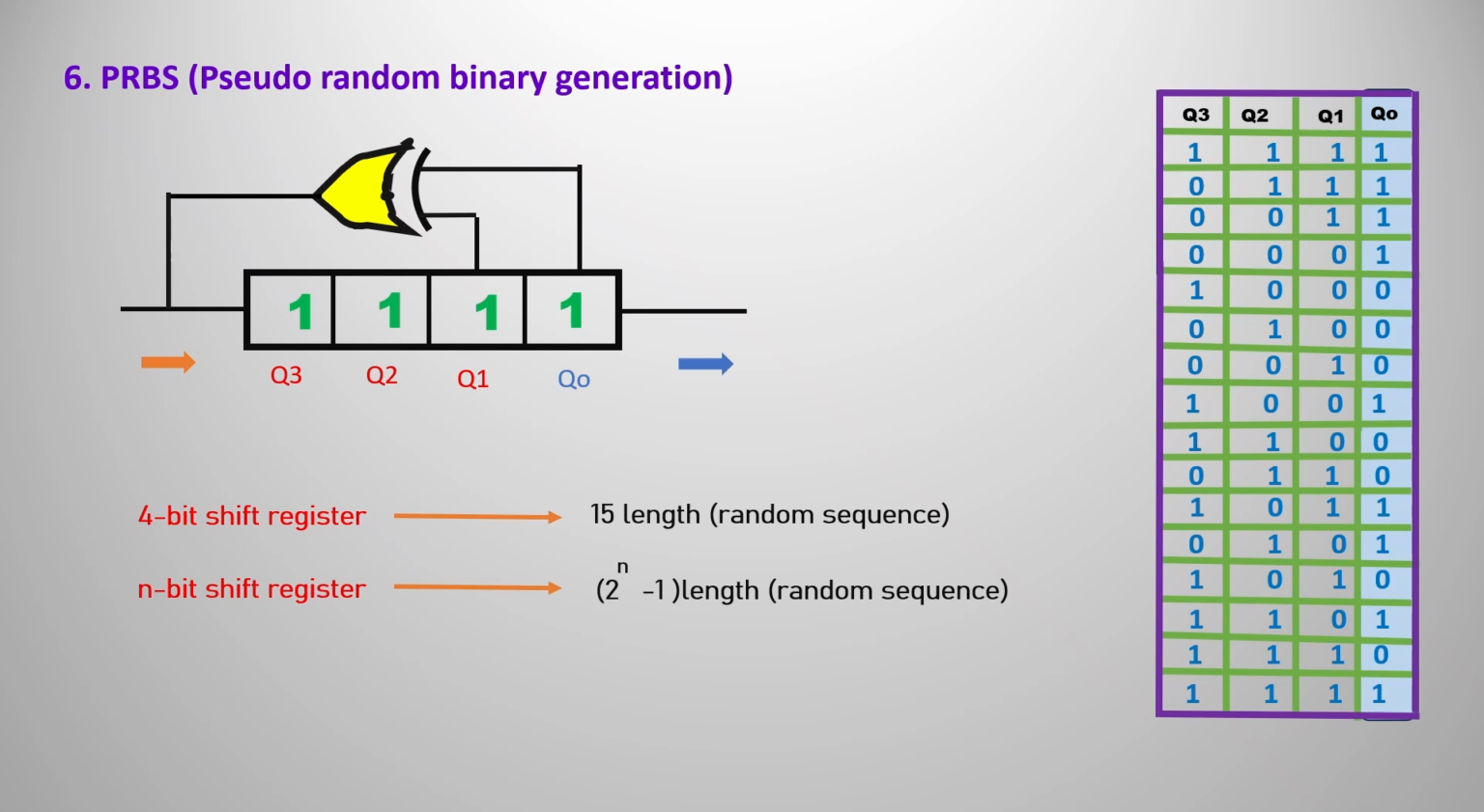So this random sequence that is generated is known as PRBS, pseudo random binary generation. You can see that all the 15 states are different. That is known as length. So the length for this 4-bit shift register with PRBS is a 15-bit random sequence. If you have an n-bit shift register, you are going to have the length as 2 power n minus 1, if you take the output from Q0.